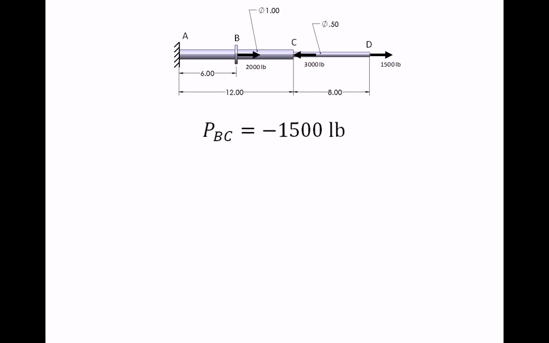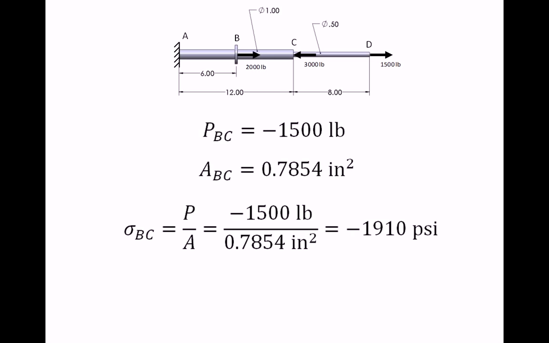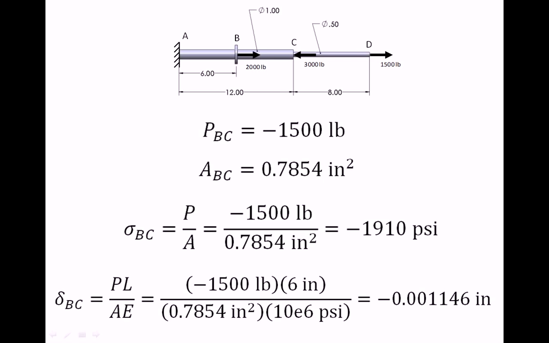Moving to the middle segment, we know it's under compression, so we have the same area as for AB because it's still a 1-inch diameter, and we carry that negative sign through the calculation of both the stress, which comes out to be negative 1,910 psi, so that's a compressive stress, and also the change in length calculation, which comes out negative. A positive change in length means that it is lengthening, and a negative change in length means that it is contracting, in this case by a little over 1/1000th of an inch.